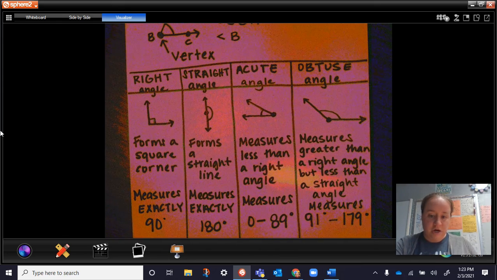So use this chart as a guide, but we eventually need to get to the point where, just like the place value chart, if I ask you to draw a place value chart, you don't have to look up the labels, you just know it. Okay, so we need to get to that point.